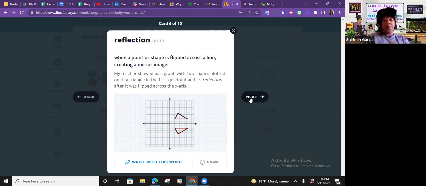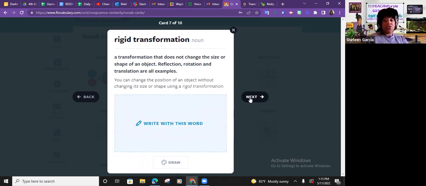Reflection, when a point or shape is flipped across a line, it creates a mirror image, okay? A rigid transformation is a transformation that does not change shape or size. It can reflect, it can rotate, and it can translate, which means slide, or move in position, okay? Those are the three transformations that we're working with mostly.